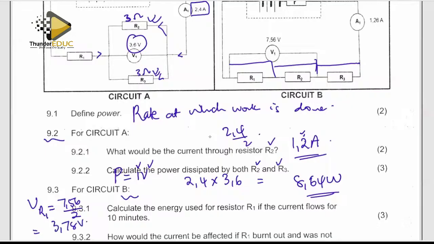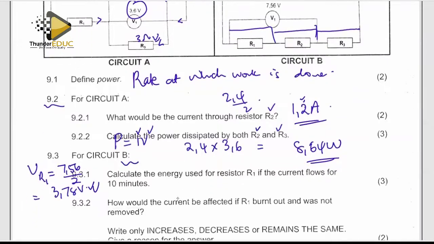3.78 volts. So if this is the voltage, for me to get the energy, I should be able to get the current and the voltage. I'm just calculating the power, technically, and then the time being taken. So these 10 minutes need to be changed into seconds. We multiply by 60 to give us 600. My current is 1.26, my voltage is 3.78, multiplied by the 10 multiplied by the 60.